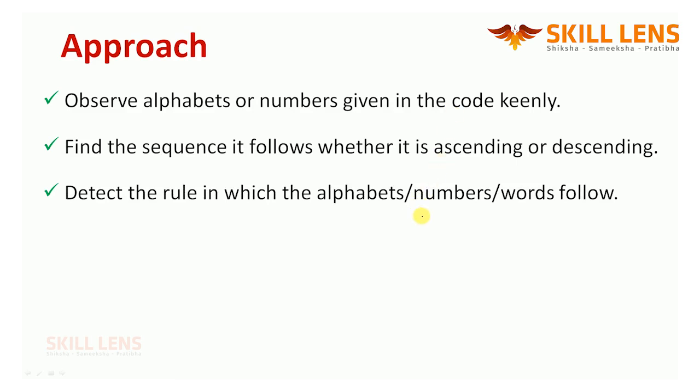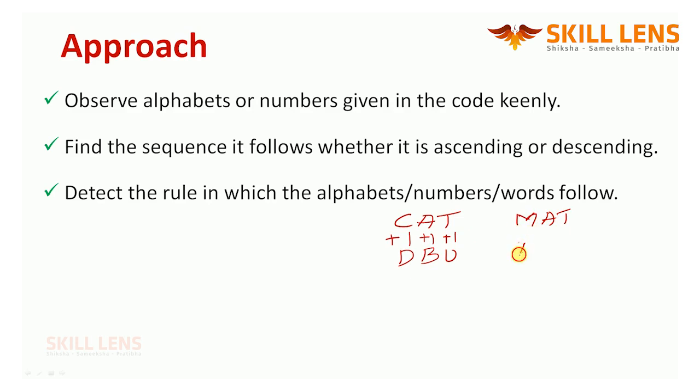So how about this, guys? If I talk about a word called CAT, and if CAT is coded as DBU, what's happening here? It's following a certain pattern: C +1, A +1, T +1. Then they may ask you, what is the code for MAT?